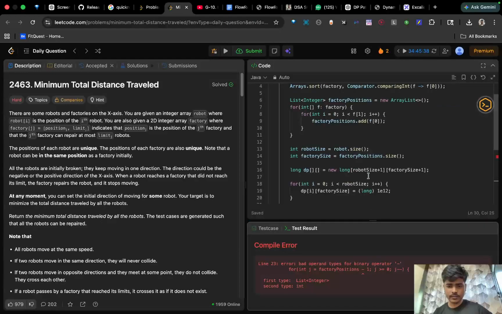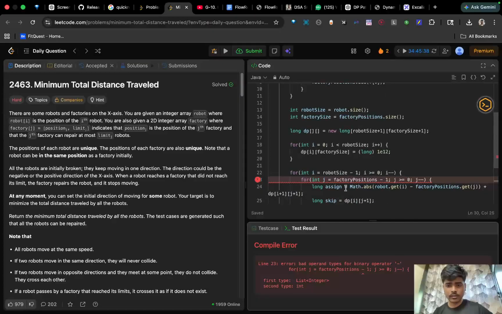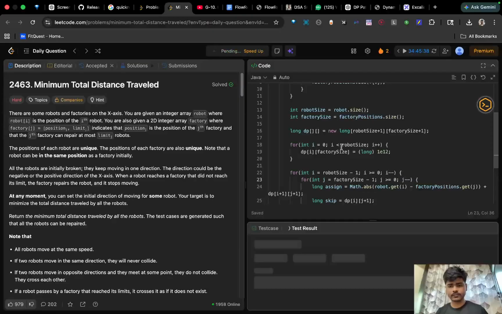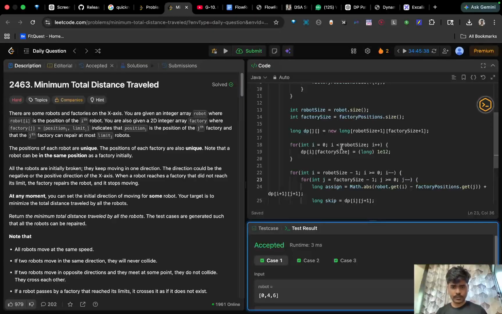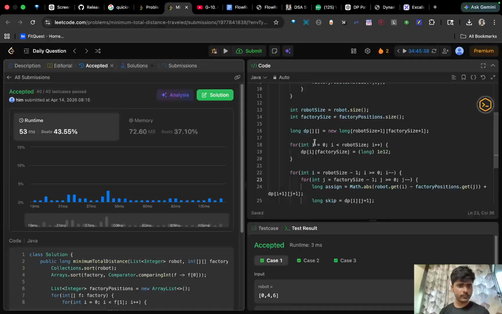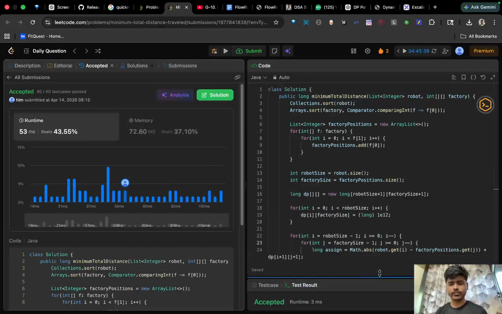Okay, I have a mistake here. Okay, here it should be factory size and factory positions. Let's try again. Okay, it has passed the initial cases. Let's try to submit this solution. Okay, the solution is accepted, and I hope you have understood this question.